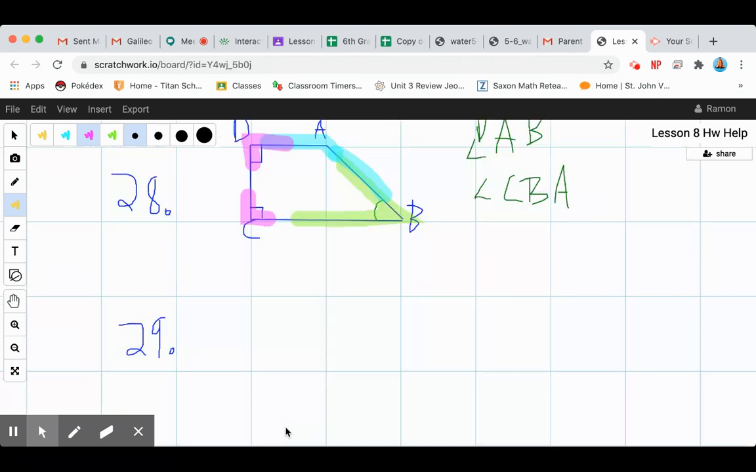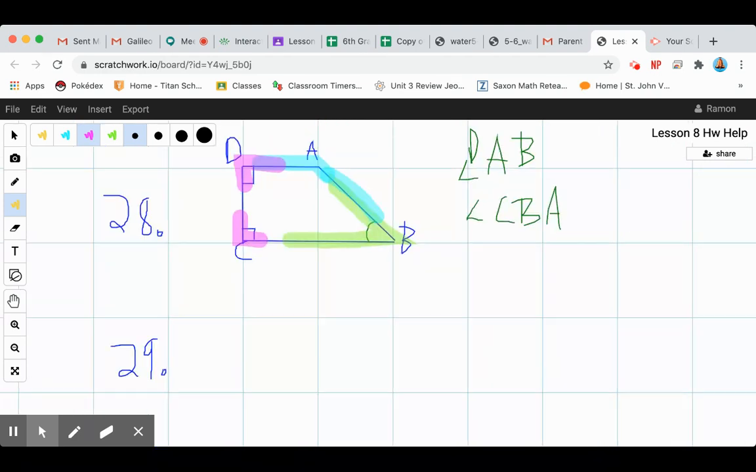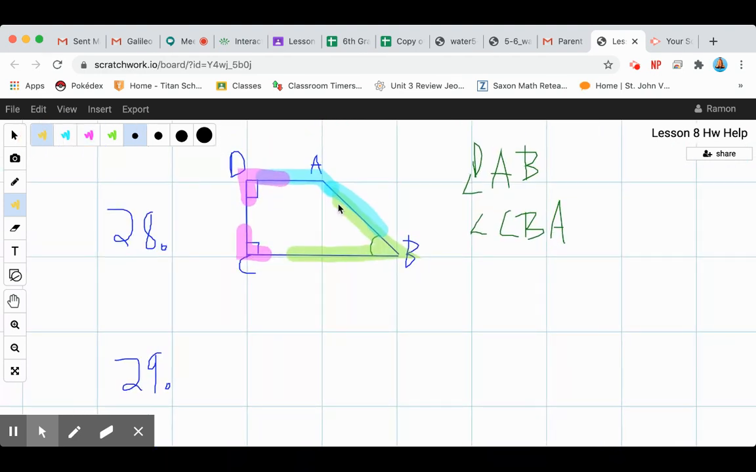Now, for 29, we're being asked to name a segment that's parallel to DA. So this is segment DA. We want a segment that's parallel to it, so a line that's not connected to it. So we have CD, which is connected, AB, which is connected, but you see the line that's across is not connected, and if you extend them out, they're not going to ever intersect. So those would be parallel lines.